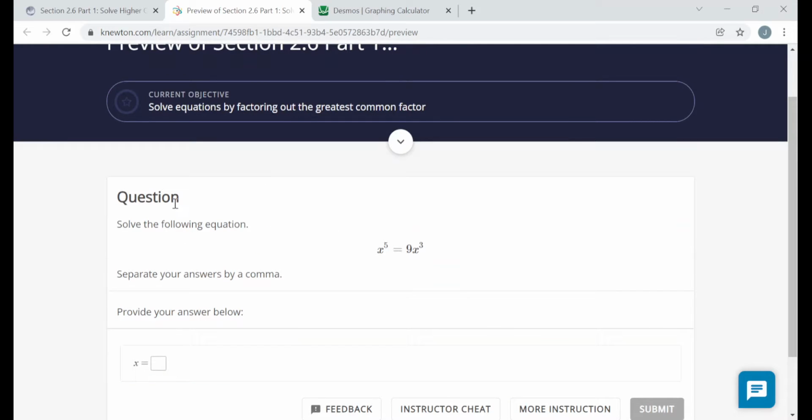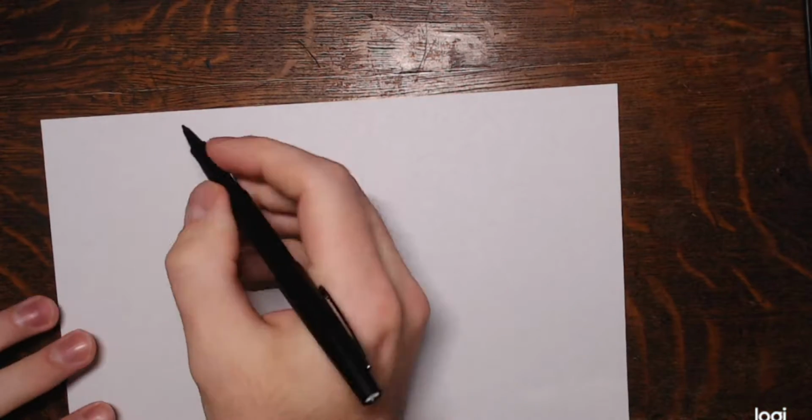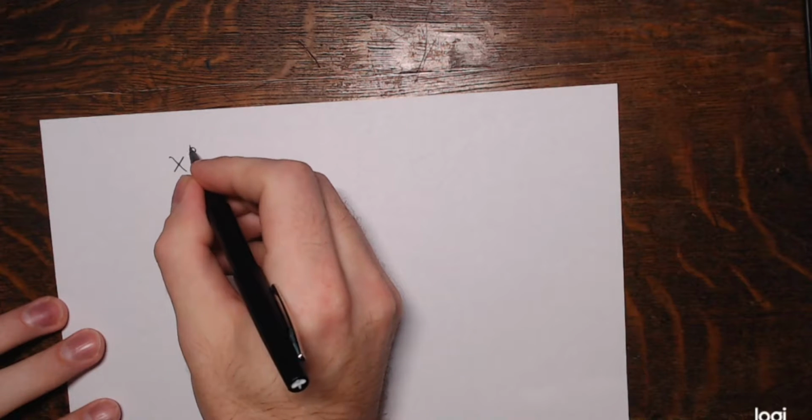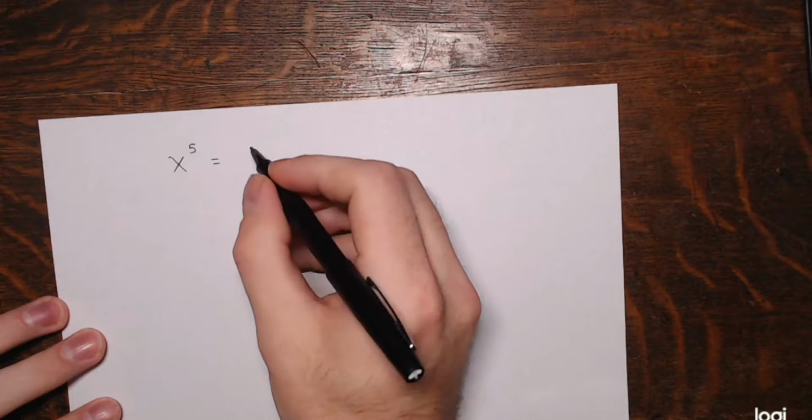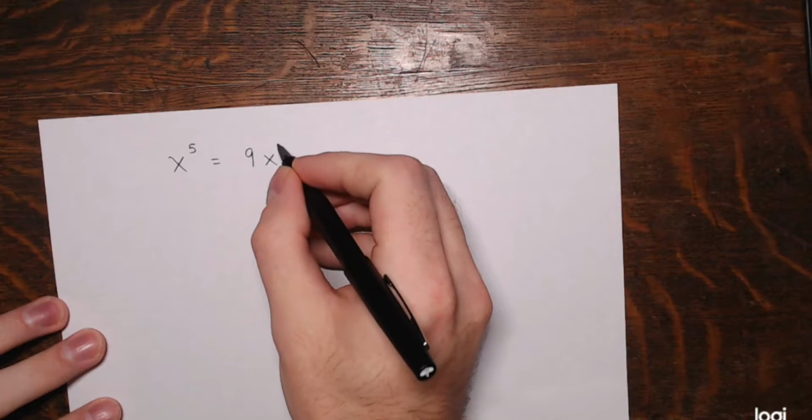Okay, so the first question is on the objective, solve equations by factoring out the greatest common factor. If you remember how to solve quadratic equations by factoring, it's the same procedure. We're going to be solving these equations by factoring. I'll just write it out here. This first equation we're given is x to the 5th power equals 9 times x to the 3rd power, 9x cubed.